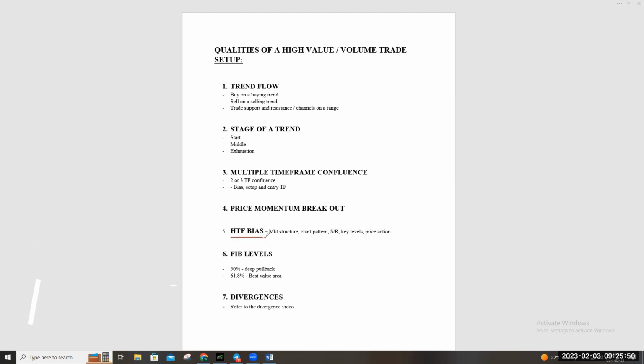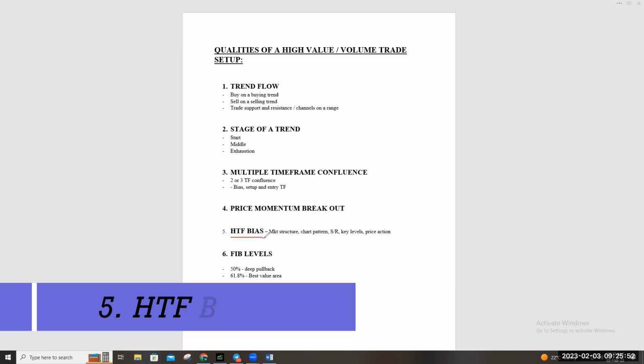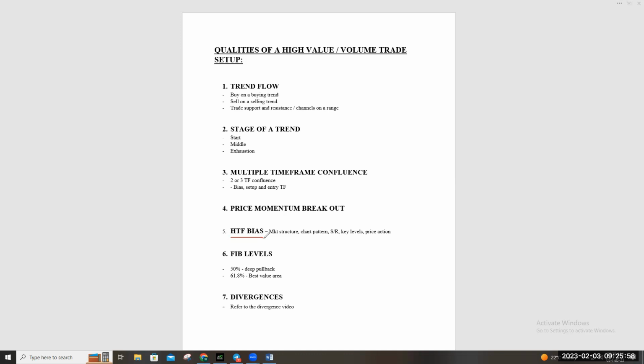Number 5 is the higher time frame bias. Now we know that higher time frames are what will guide the market. So any higher time frame or trend that you get on the higher time frame will hold more than what you may get on the lower time frame. For example, if you have market structure on the daily, that is going to give you higher value than if you had the same market structure on a 1 minute chart or 5 minute chart.